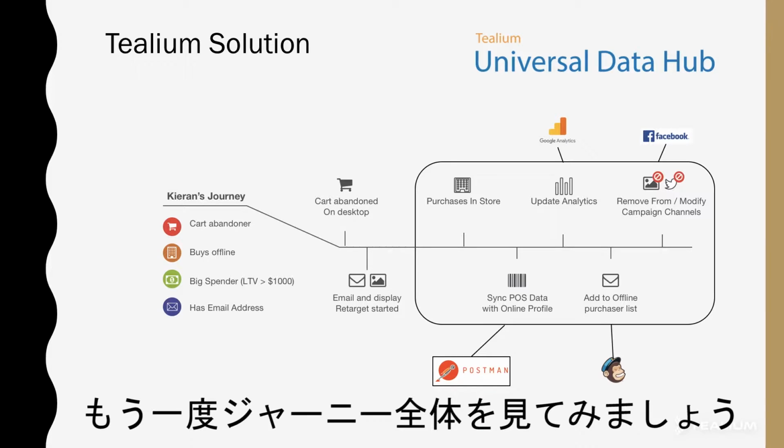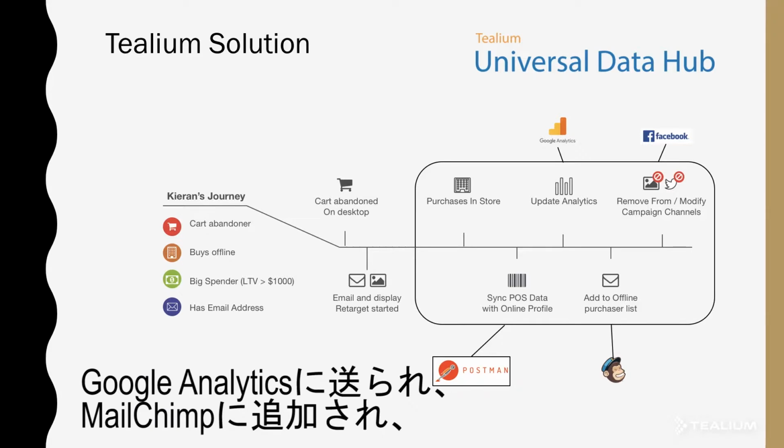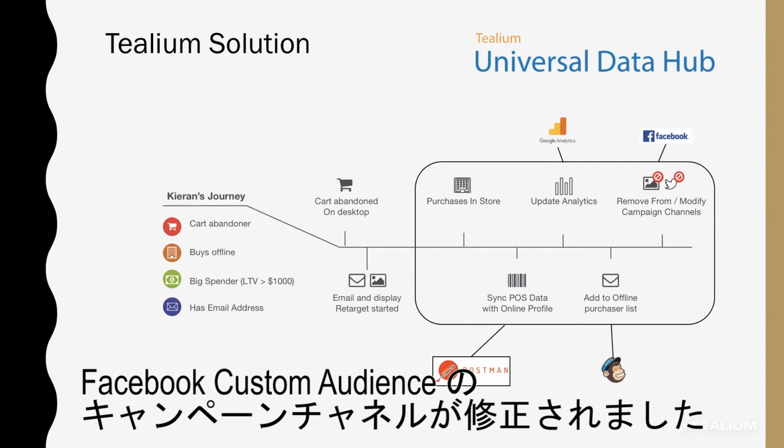Okay, so let's just recap on that journey. You can see that all of those events, the point of sale data has been synced from Postman, updated Google Analytics, customer added to MailChimp, modified campaign channels in Facebook custom audiences.